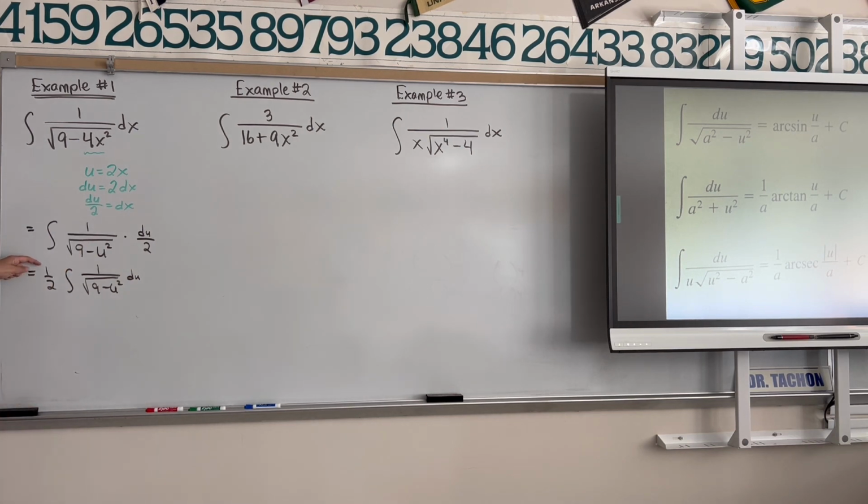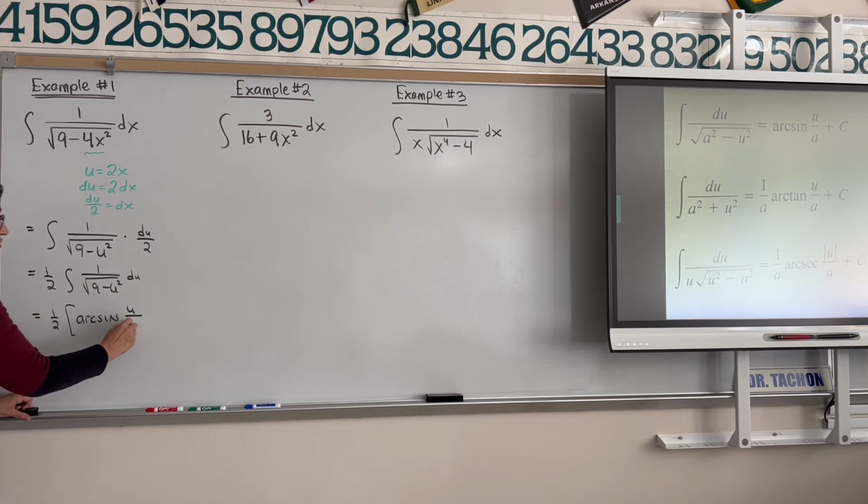So here we go, we have 1/2 out front that we're just going to multiply our answer, and then we have 1 over, and under the radical there is our a squared. 9 is our a squared minus u squared. So this is an arcsine, it fits exactly in the arcsine form, so you have the 1/2, okay? And then when you do the integration, you're going to have arcsine. And we put our u over a. A is the square root of a squared, 9 is a squared, so what is the square root of 9? So u over 3, all right, and then your plus a constant.